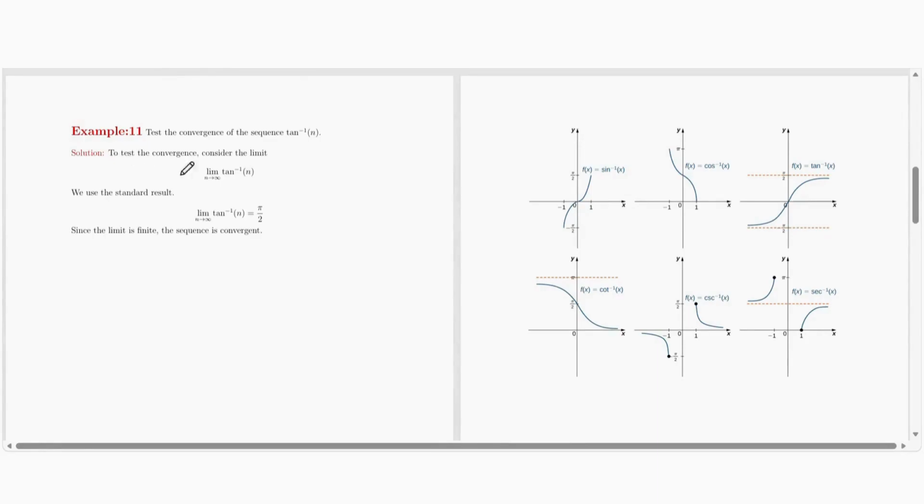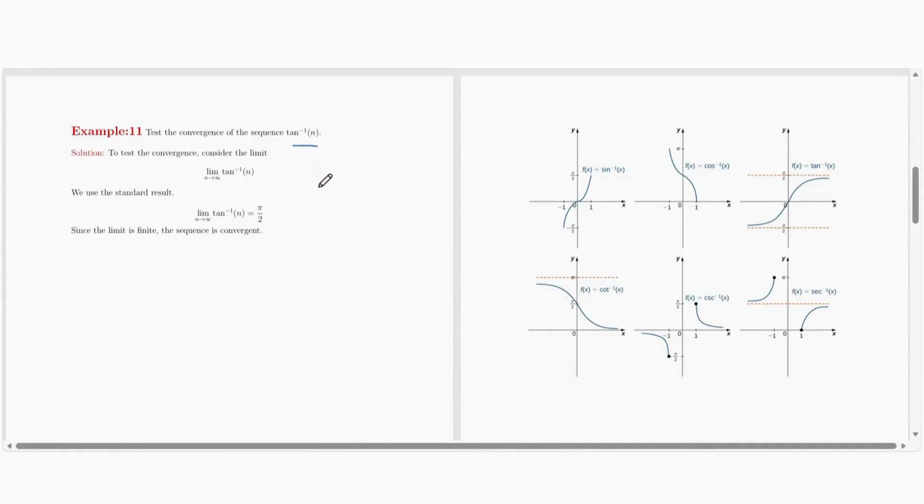Example 11. Test the convergence of the sequence tan inverse n. Okay, so here an inverse trigonometric function is given in a sequence. The nth term of the sequence is what? Tan inverse n. Now how to solve this problem? For this we need the knowledge of domain and range of inverse trigonometric functions.